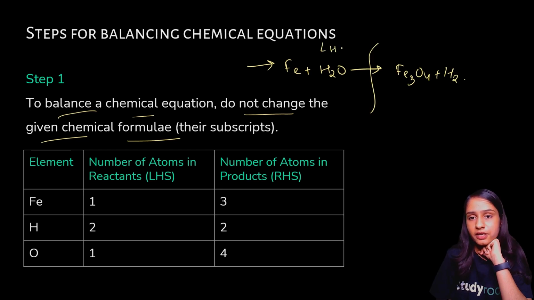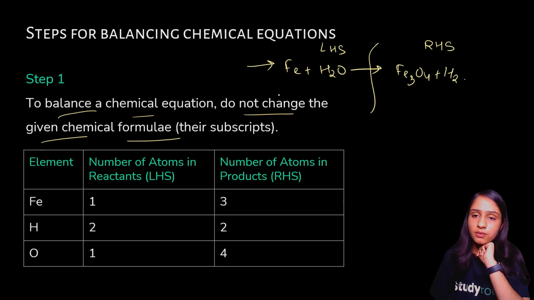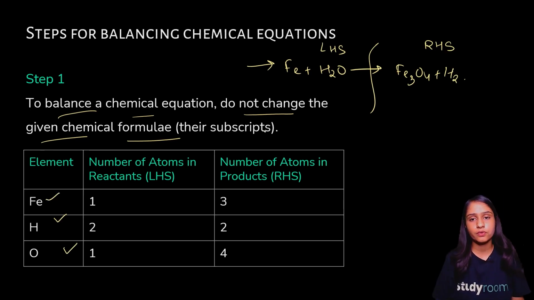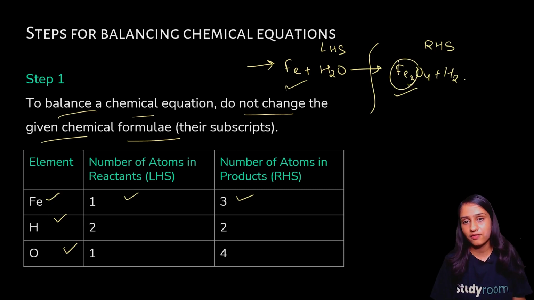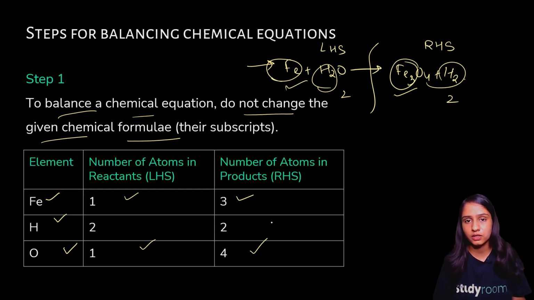Take LHS, RHS. So step 1 is to write down the number of each element present here. Fe, H and O. Count the numbers. Fe: 1, 3. H2: 2, 2. O: 1 and 4 over here. This is the normal table that you need to get as step 1.